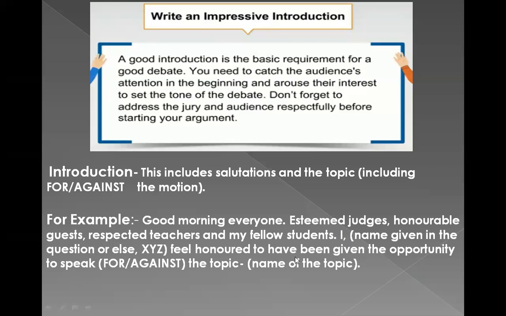Feel honored to have been given the opportunity to speak for or against the topic, and then you write the name of the topic. So, this way, you start an introduction where you give a formal address to the audience, where you greet the audience, then you introduce yourself, and you tell the audience whether you are going to speak for the topic or against the topic.